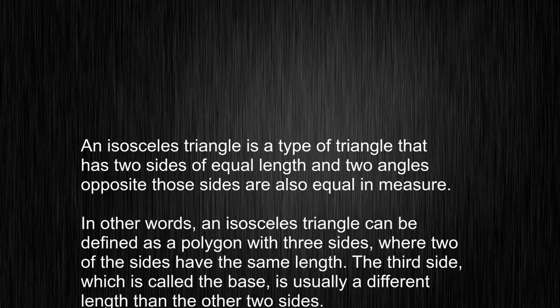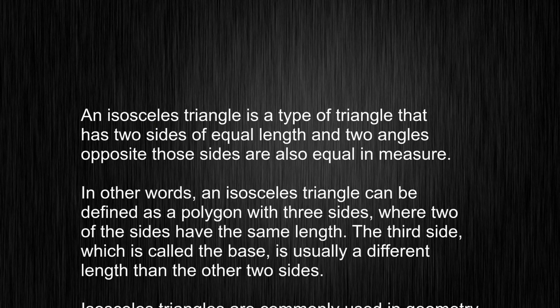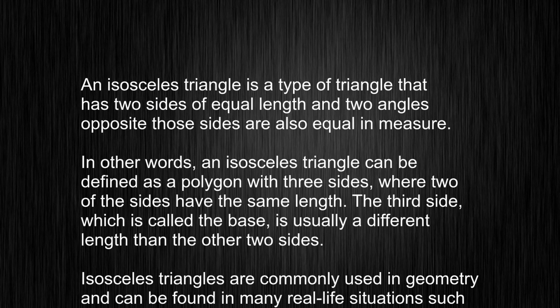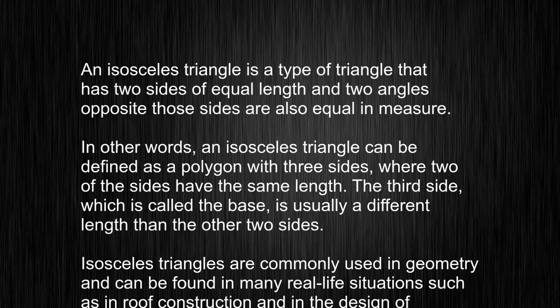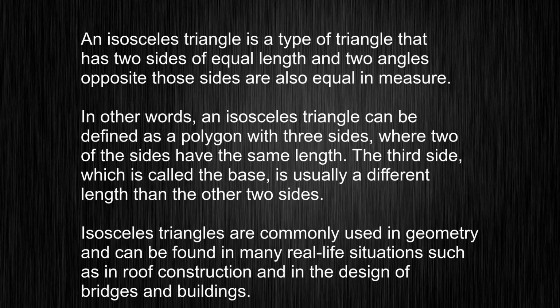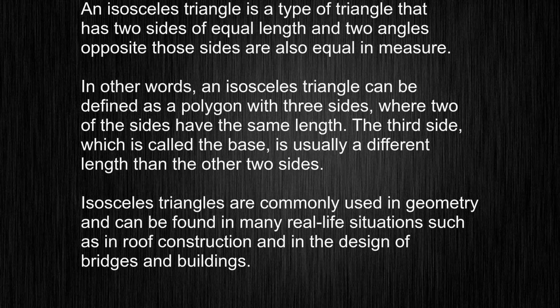An isosceles triangle is a type of triangle that has two sides of equal length and two angles opposite those sides are also equal in measure. In other words, an isosceles triangle can be defined as a polygon with three sides, where two of the sides have the same length. The third side, which is called the base, is usually a different length than the other two sides.